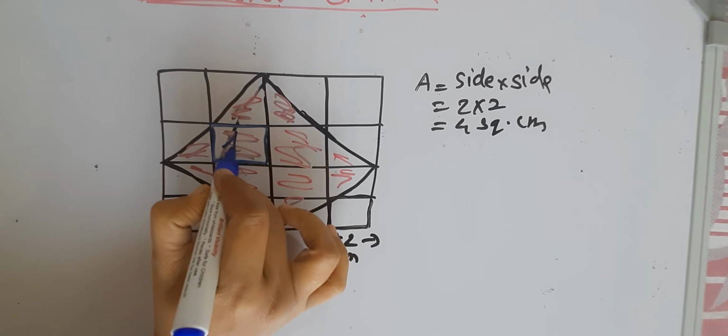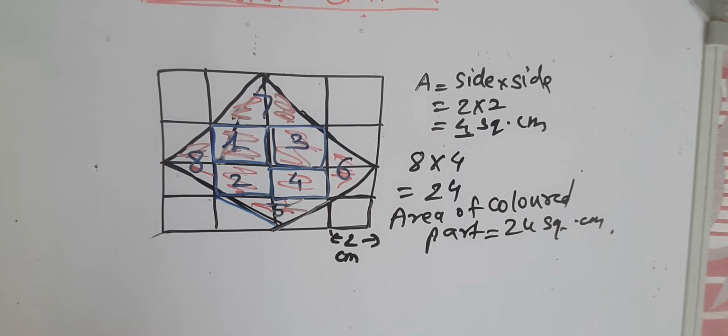So the total number of squares in the colored part are 8. They are all of same length, same size. If we know the area of one square, then we can easily find out the area of 8 square, and that will be 8 into 4, and that is 32. So area of colored part is 32 square centimeter.